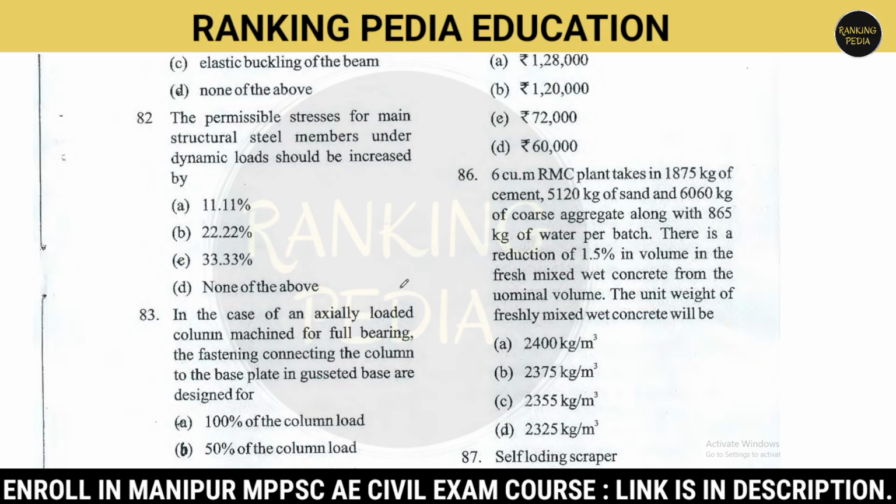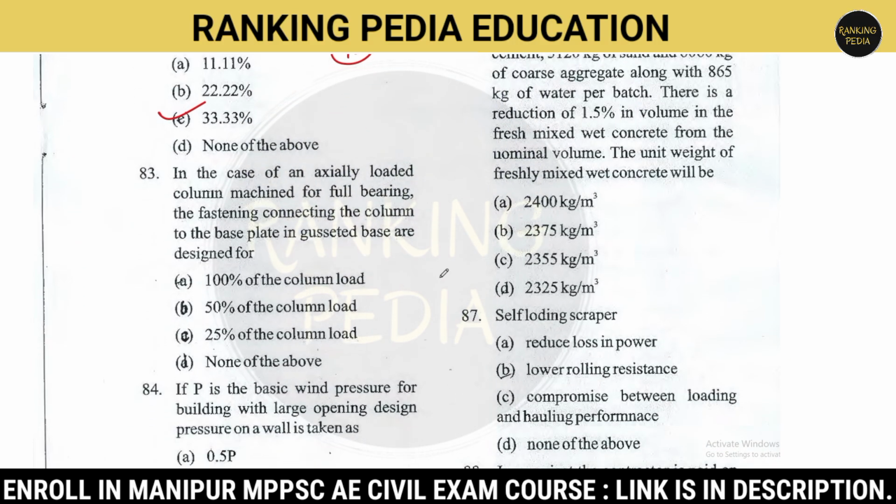Next question: for the permissible stresses for main structural steel members, the dynamic loads should be increased by how many percent? Your options are 11.11%, 22.22%, 33.33%, or none of the above. For main structural members, the increase is 1/3, which is 33.33%. For connections like rivets and bolts, the increase is typically 25%. This you have to keep in mind. So option C is correct.